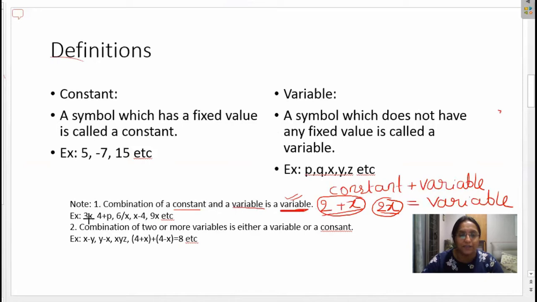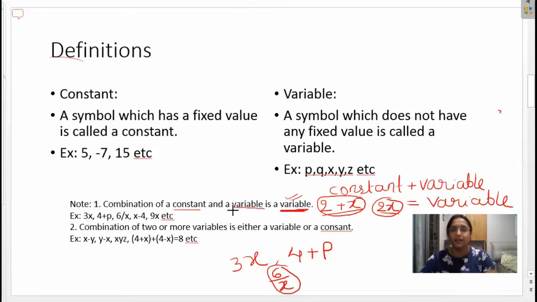Then what are the examples? Just I have explained here. Examples: 3x. 3x means constant and variable. Next, 4 plus p, constant plus variable. Then 6 by x, constant divided by variable. This is also a variable. Similarly, x minus 4, 9x. So the conclusion is any combination of a constant and variable is a variable.